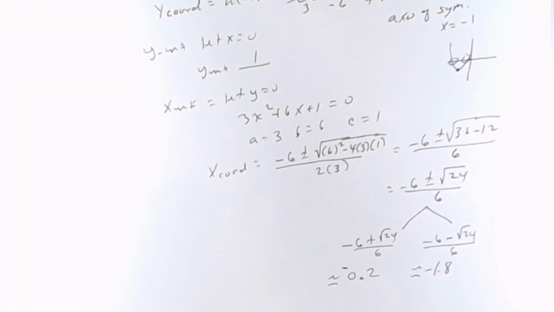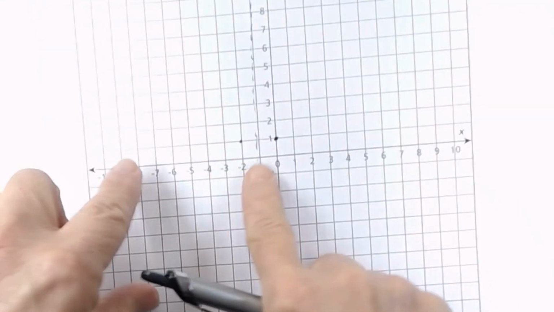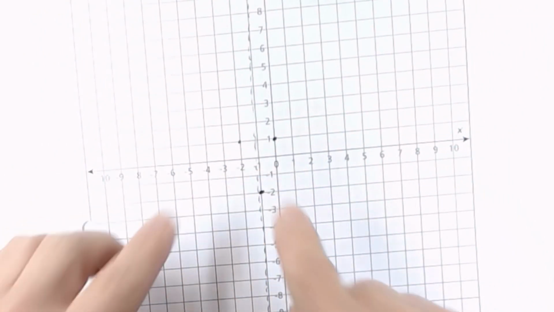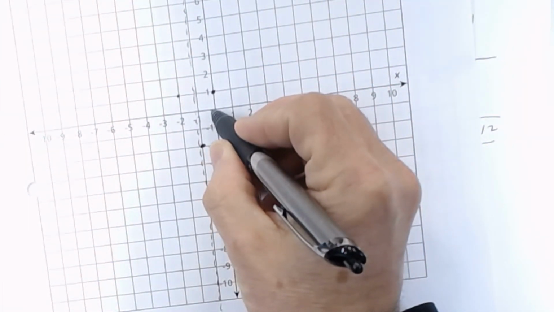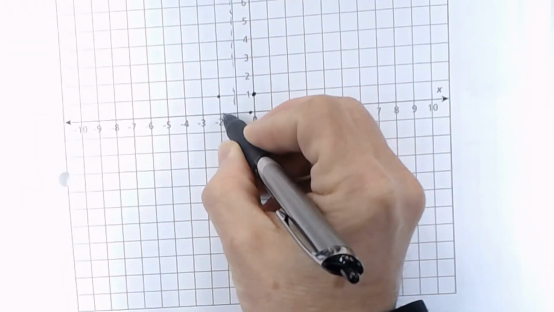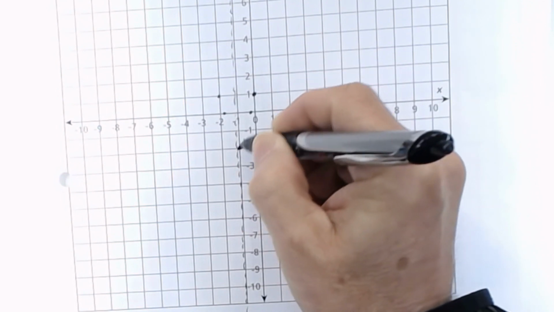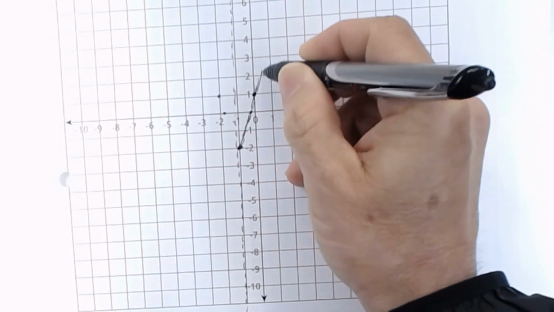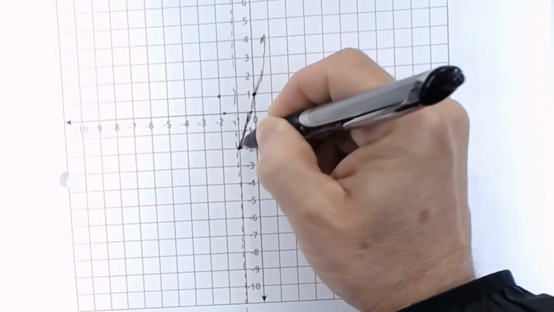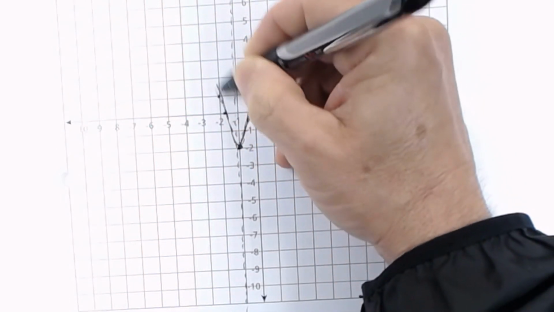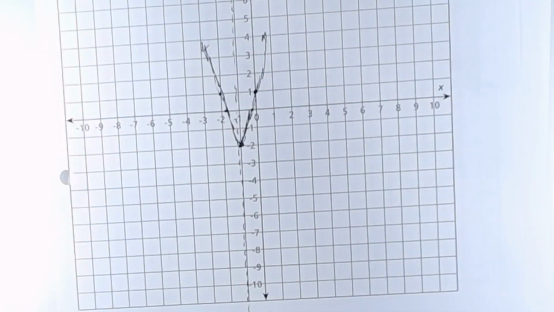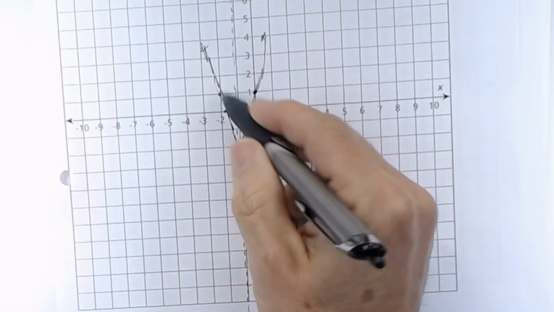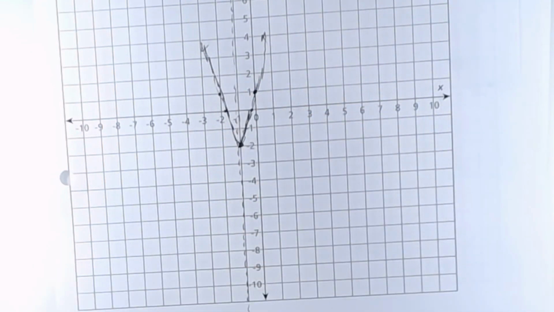And then we said that the x-intercepts had to be somewhere between negative 2 and 0. So negative 0.2 is about here. That's one of them. And negative 1.8 is about here. All right, and then just do the best you can with graphing this, and you're done. If I had an eraser, I would erase this a little bit better and make it more like a curve, because it looks like a straight line right here. But I don't have any eraser.